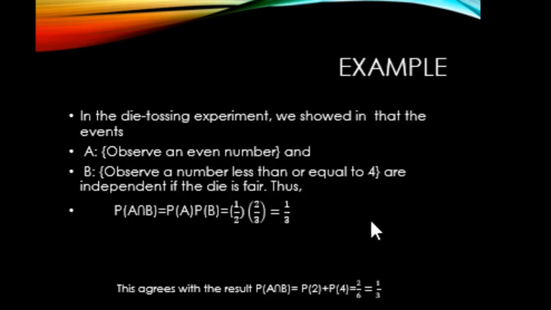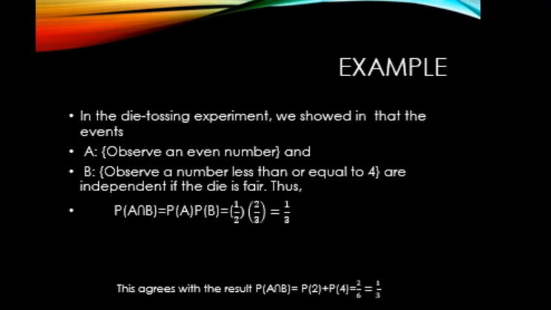Okay, so let's look at an example and use this rule now to find the probability. Let's say the example that we saw earlier in the die tossing experiment, we showed that events A and B are independent of each other. Event A, if you recall, was observing an even number, so it could be 2, 4, or 6. And event B is observing a number less than or equal to 4, so it could be 1, 2, 3, or 4. And we've proved that A and B are independent of each other.